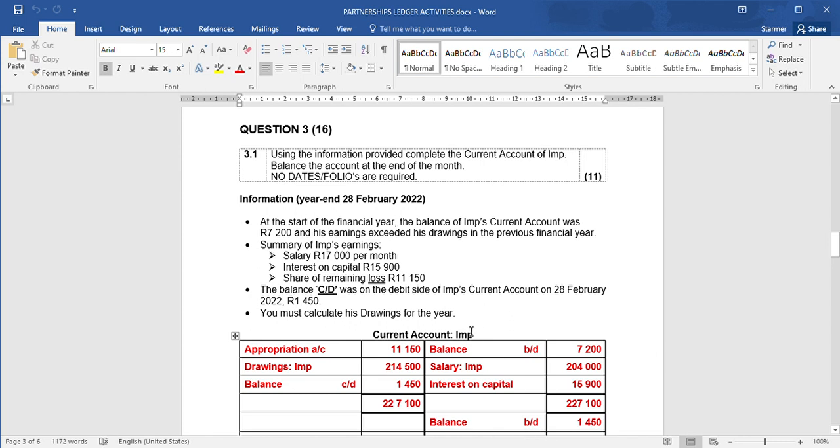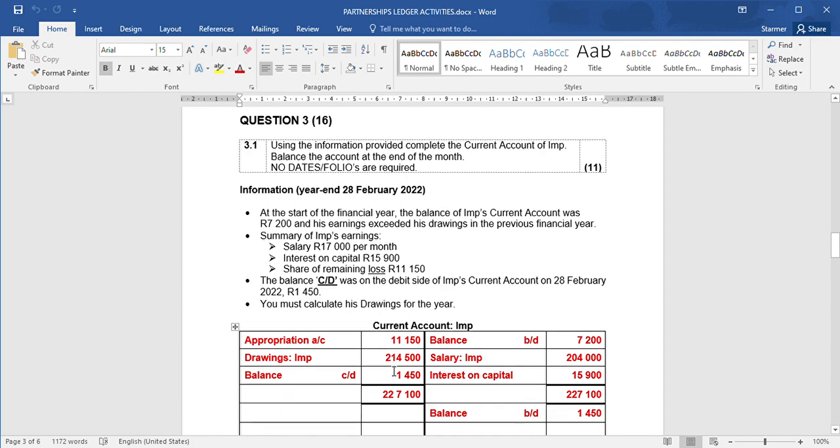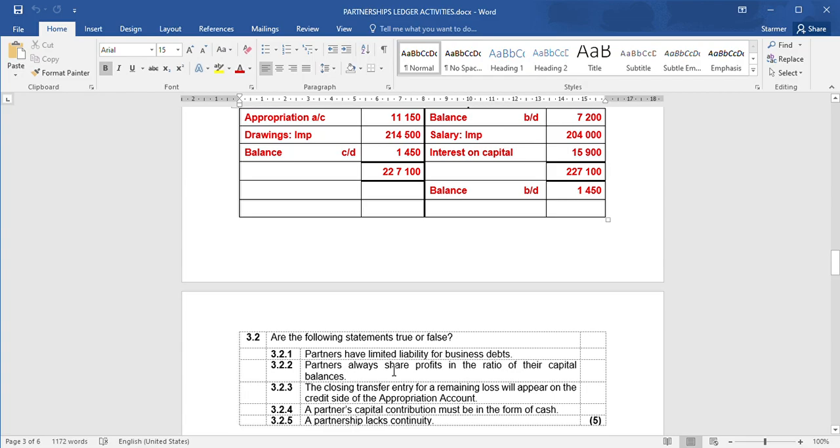Then they tell you you must calculate his drawings, in other words, this figure over here. To do that, you simply work out the difference between the credit side and the debit side. So you take that credit total of 227,100, subtract the 11,150, as well as subtract the 14,550, and that would give you the drawings figure of 214,500.